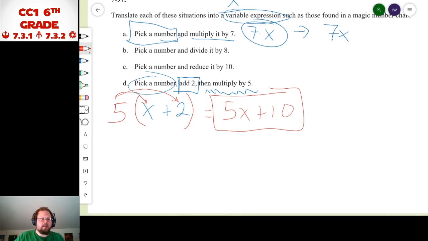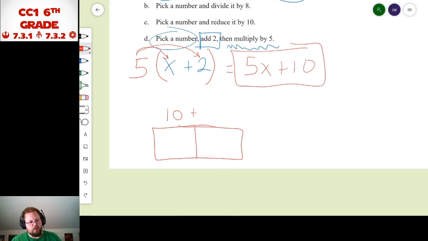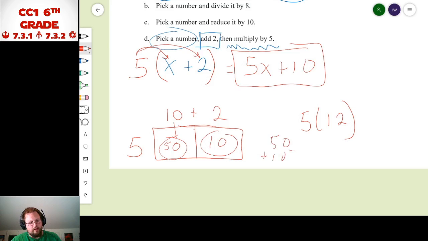I will also take a slight detour in this problem to show you this property somewhere else. Way back when, we did these area models where you multiplied things like 10 plus 2 times 5, which is another way of doing 5 times 12. And we would multiply 10 times 5 to get 50, 2 times 5 to get 10, and then you would get 50 plus 10, and you would get 60.